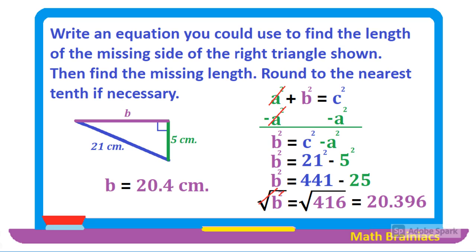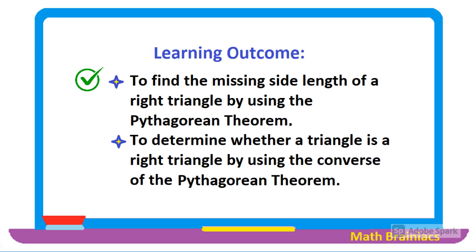20.396. 20.396 is 20.4 cm to the nearest tenth. That is the other length, or the missing length, of the right triangle. Correspondingly, we have learned how to find the missing side length of the right triangle by using the Pythagorean theorem.